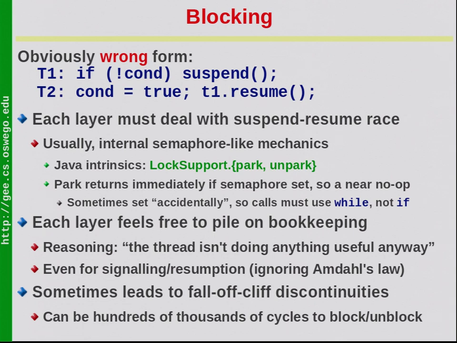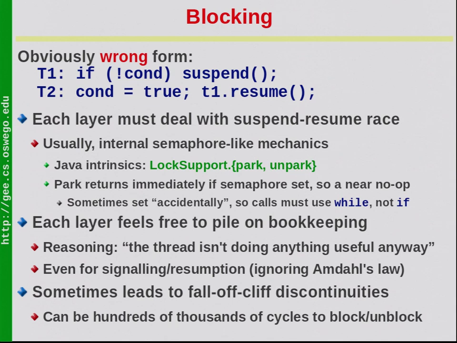So every layer of a system that blocks threads has to cope with this. If you're using Java monitors, the wait notify mechanism has to cope with this. If you're us and you're implementing monitor-like things, there's a VM intrinsic called park and unpark. It's got to cope with this. It's usually implemented, say, on Linux with futexes. Futexes have to deal with this. It's ultimately implemented by OS level or hardware level shifting. It's going to cope with this, right? Every layer copes with this.